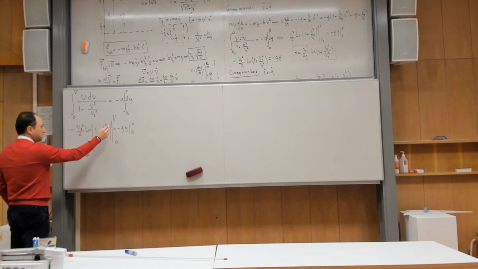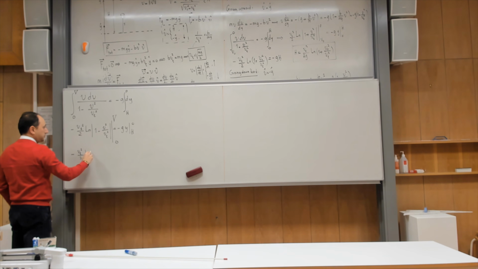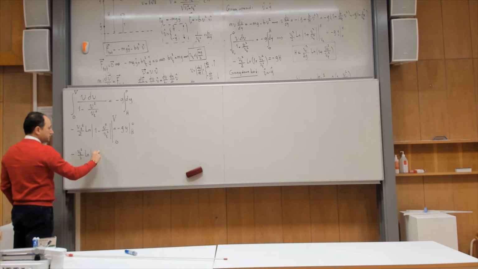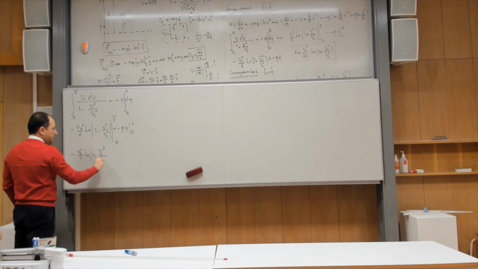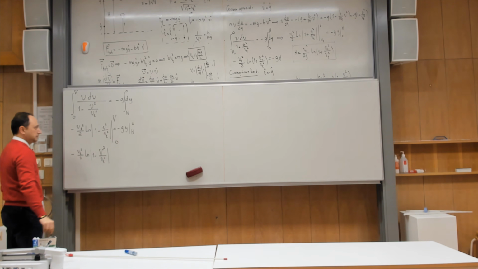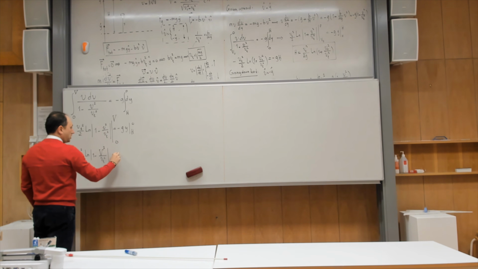Then I will have ln. Instead of v, I put capital V, and instead of v, I put 0. When I put 0, ln of 1 is 0, so I don't need to bother about that. So it becomes V squared over vt squared. And on the right-hand side, I will get positive gh.